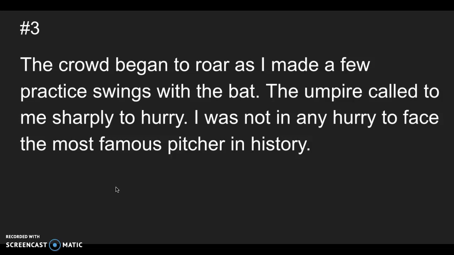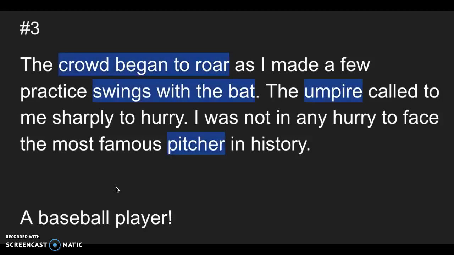Okay, are you ready? It's a baseball player. So here are some text clues that help you infer who this person is. Well, there's a crowd and they began to roar, so they're cheering for something. This person had some practice swings with the bat. Not the bat like the animal, but like a baseball bat. There's also the umpire. So think about a sport that might have an umpire. Lastly, he was going to face a pitcher, somebody who is going to throw the ball. So he is a baseball player.